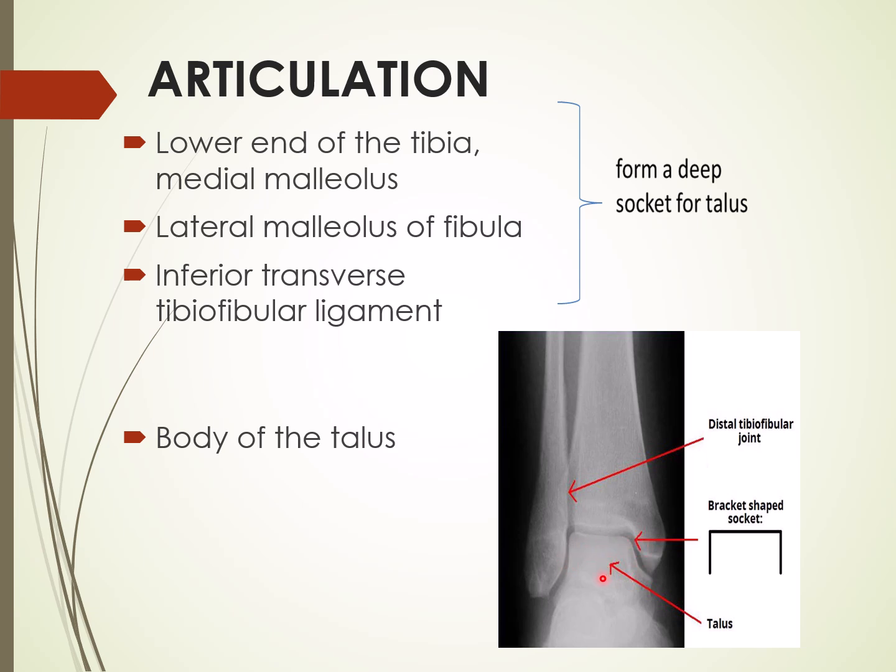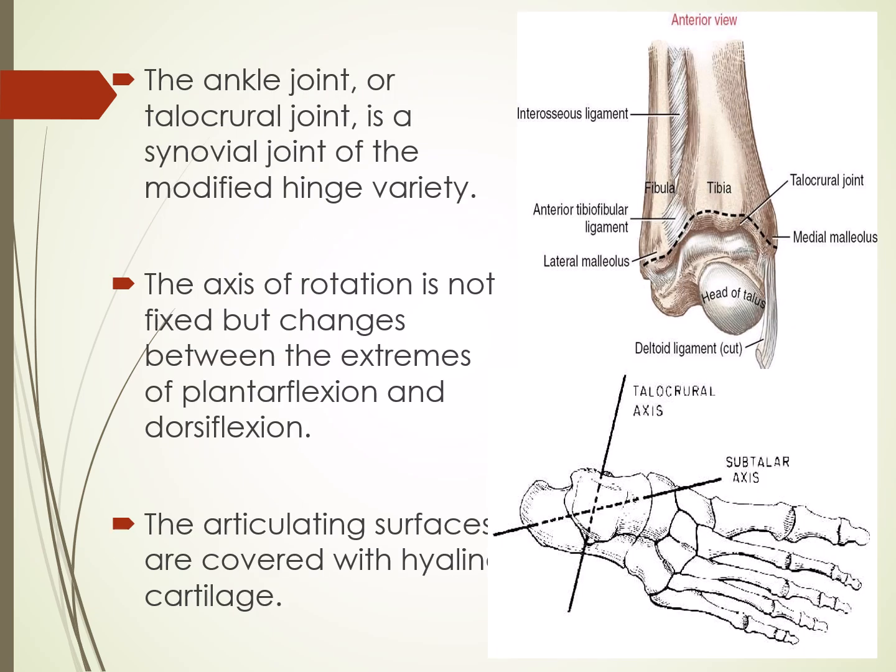articular surface, which is formed basically by the body of the talus having articular facets on its lateral, superior and medial surfaces, fits into this socket. This socket is deepened by the presence of the inferior transverse tibiofibular ligament, which extends from the lateral malleolus to the posterior border of the lower end of the tibia.